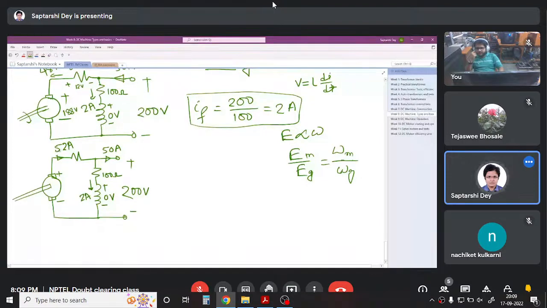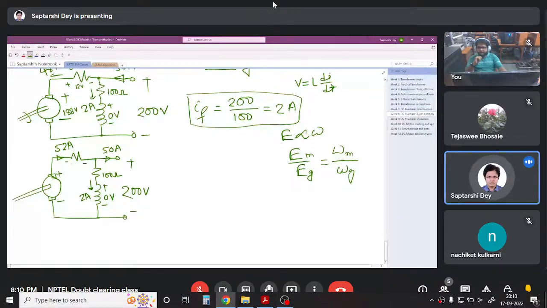So you see the same machine connected to the same grid, the same line current. As a motor, the armature current was 48 ampere. As a generator, the armature current is 52 ampere, because now this field current is also coming here. That is why this is more. Okay. So 52 ampere is here.